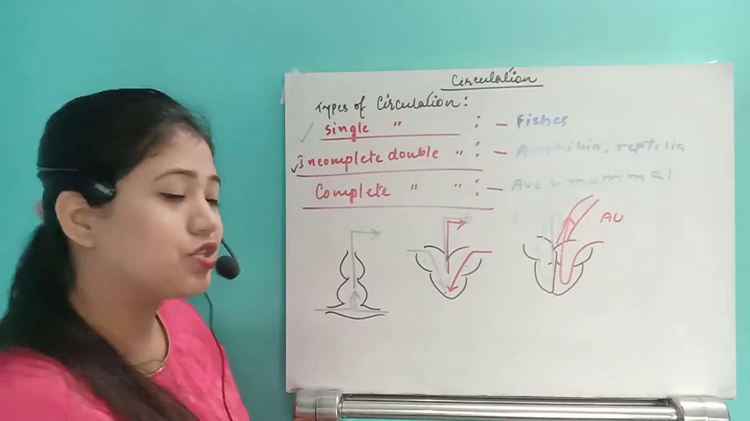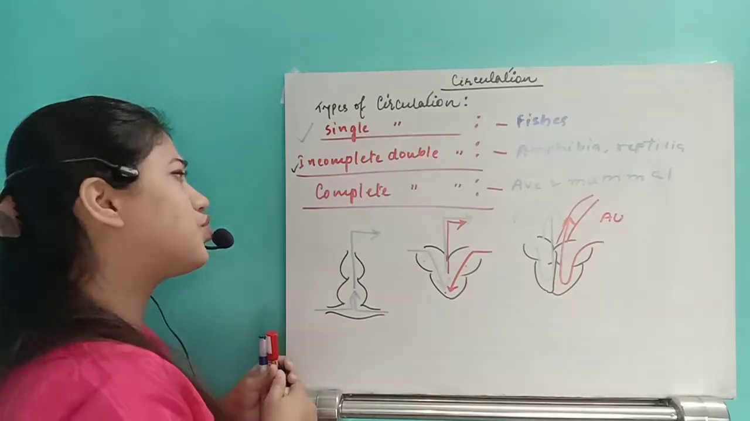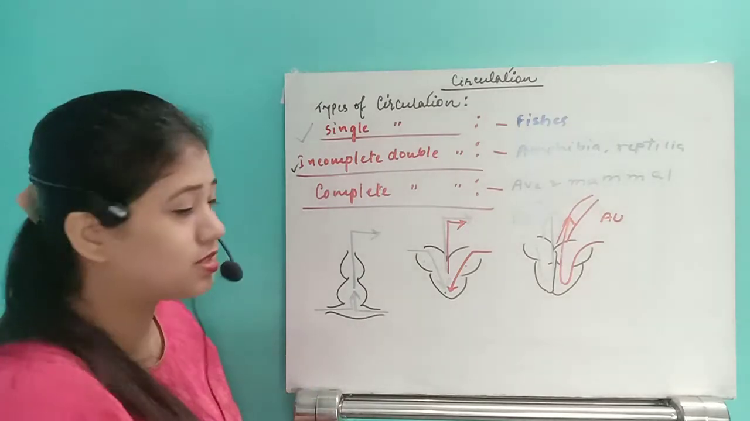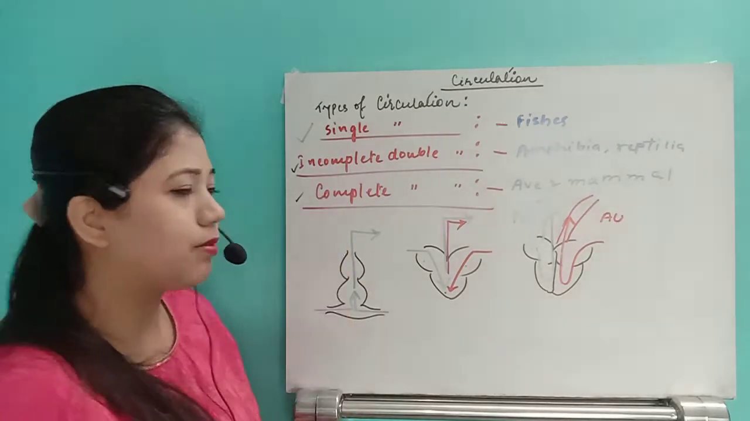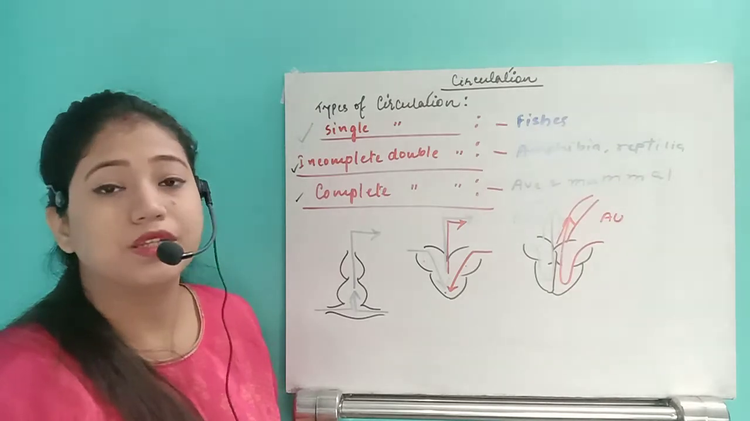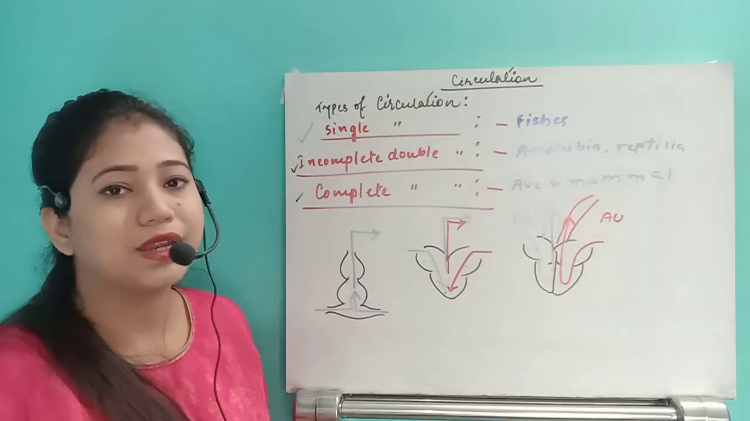Then after that, let's move to the last type, which is the most complicated and most advanced type of heart, that has the complete double circulation. Complete double circulation means there is a complete separation.